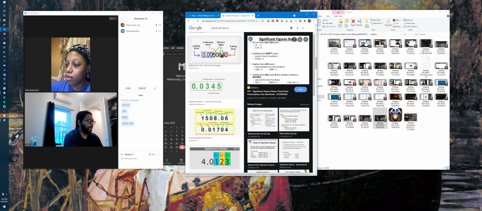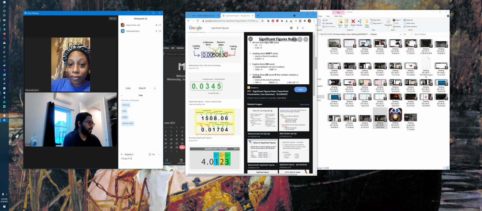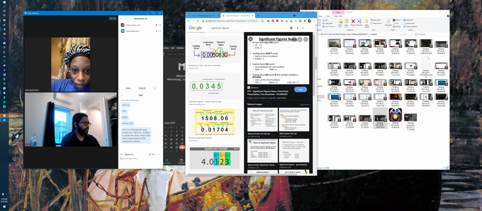So if I said 16 fluid ounces of kombucha were mixed with 100.0 milliliters of water to dilute the drink, what is the new concentration of the kombucha mixture? Tell me what the sig figs are for the 16 and the 100.0.